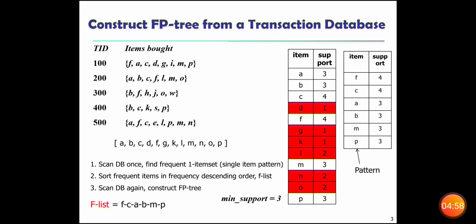By removing the items with less than minimum support count, we created another table: item support F, C, A, B, M, P. Each item has a support count. The items given are F, C, A, B, M, P. This is the pattern.